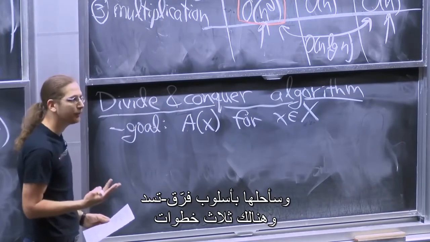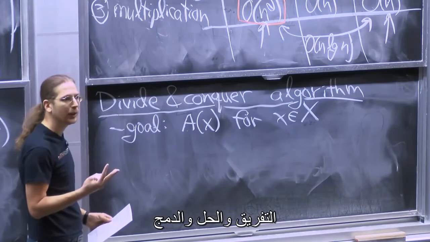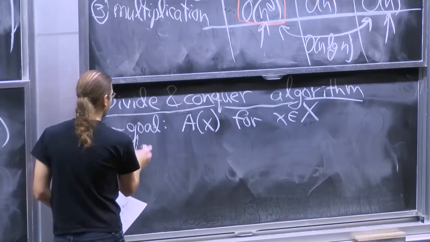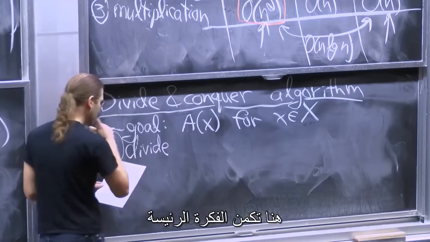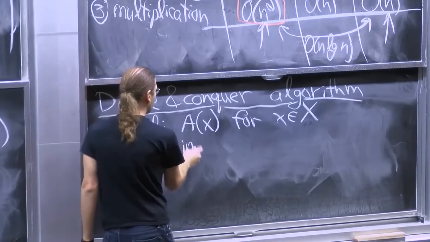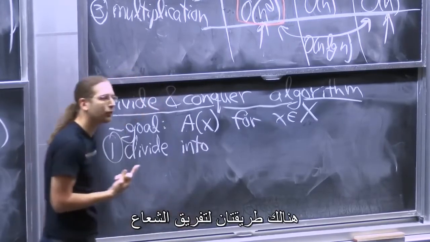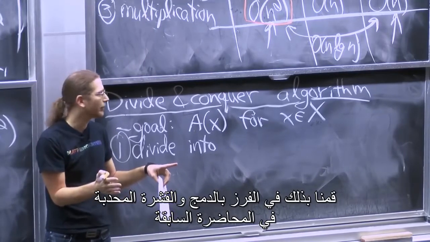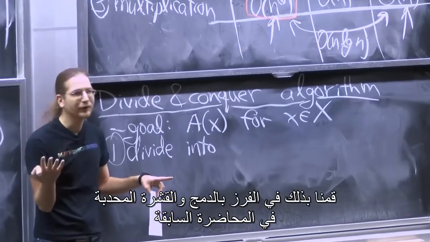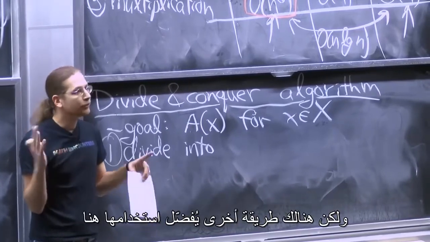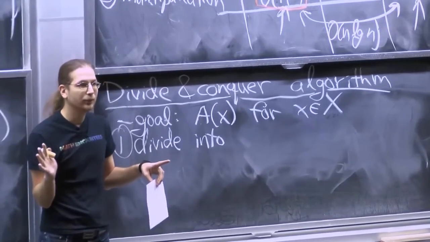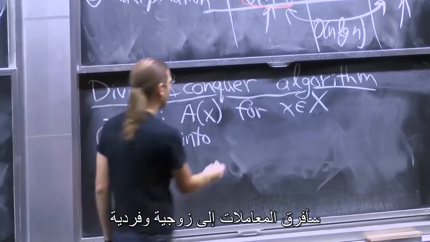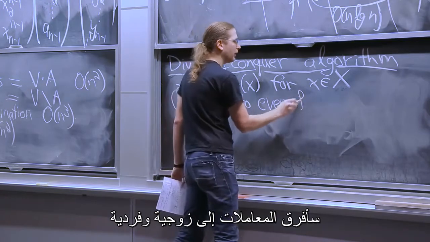In divide and conquer, there are three steps: divide, conquer, and combine. So let's start with divide. Here's the big idea. There are two natural ways to divide a vector. One is in the middle. That's what we've always seen with merge sort and divide and conquer and convex hull from last time. But there's another way, which will work better here: the even entries and the odd entries. So I'm going to divide into even and odd coefficients.